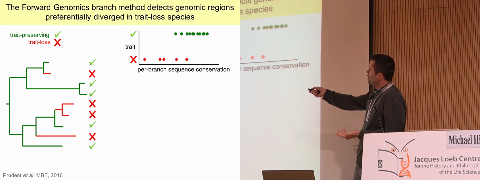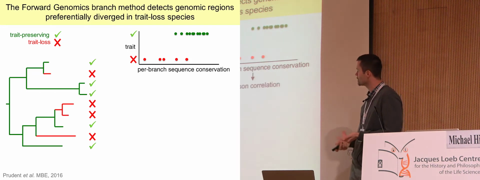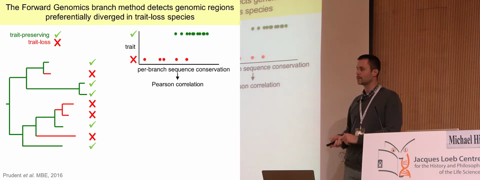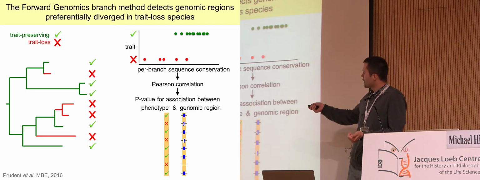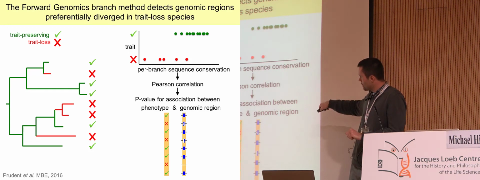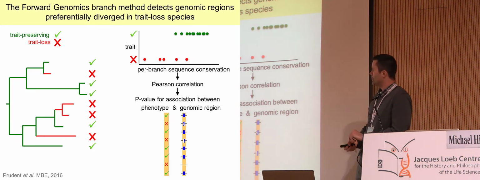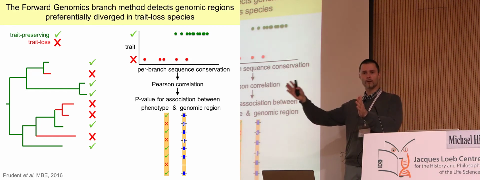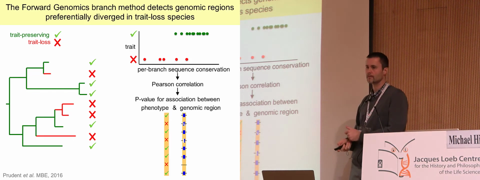And then we can ask if the trait loss branches typically have lower conservation values than the trait preserving branches. We've used simulations and found that Pearson correlation has the highest power to distinguish that. So we can ask if there's a significant Pearson correlation coefficient. If so, we would say we found an association between this phenotypic pattern and the sequence divergence of this particular genomic region. Then we can march over the entire genome, look at thousands of conserved elements, rank them by their p-value, do FDR correction, etc.